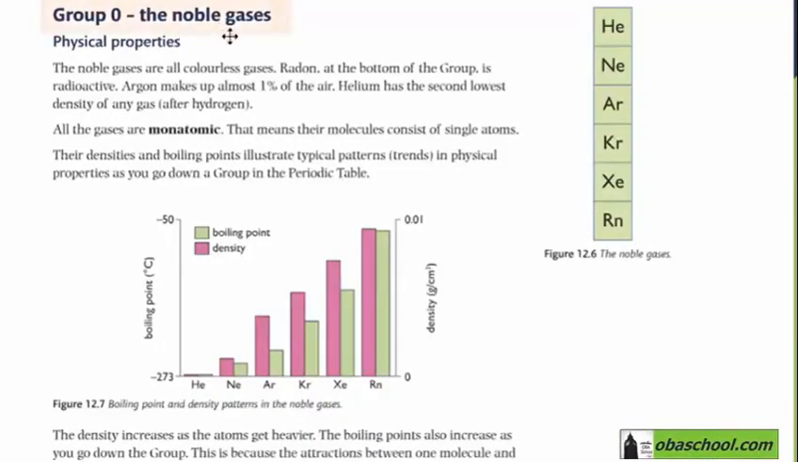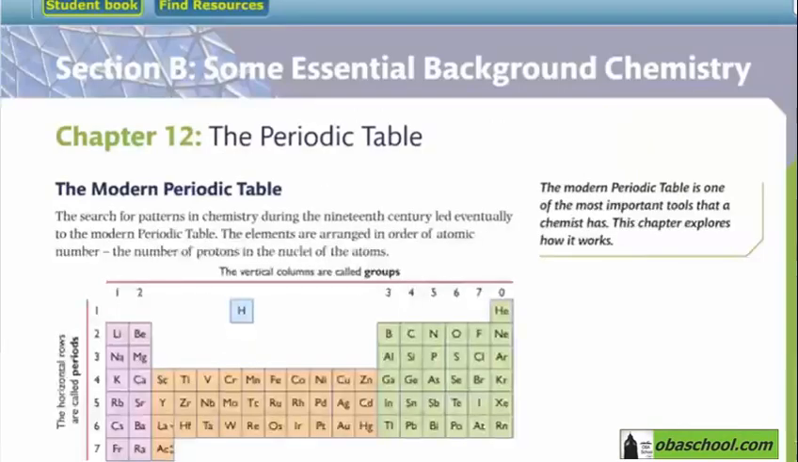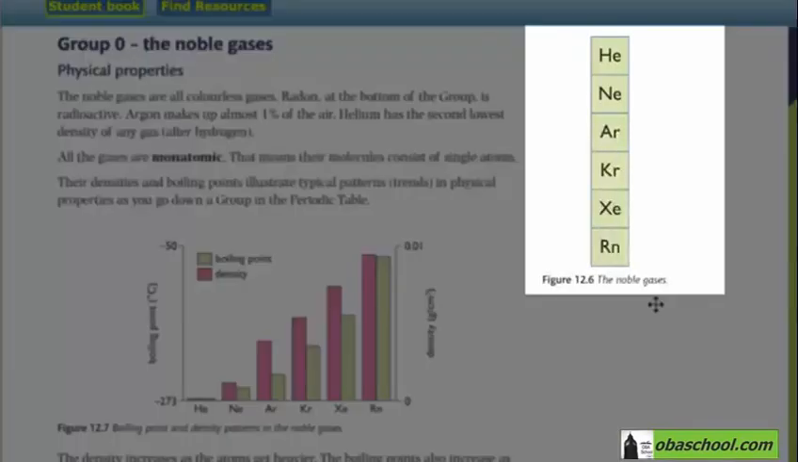Group 0, the noble gases. Group 0 is the last group in the periodic table, called the noble gases. We learn the elements that are located in this group, as you can see in figure 12.6, the elements in group 0, the noble gases.